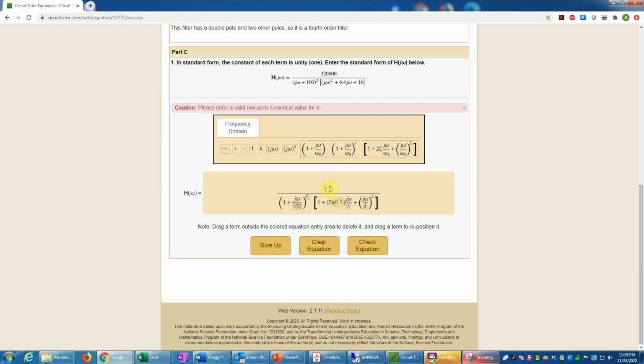And now I have to just figure out the constant on top. So again, when I pulled out the 100, because that's squared here, that's really a factor of 10,000 that I pulled out here.